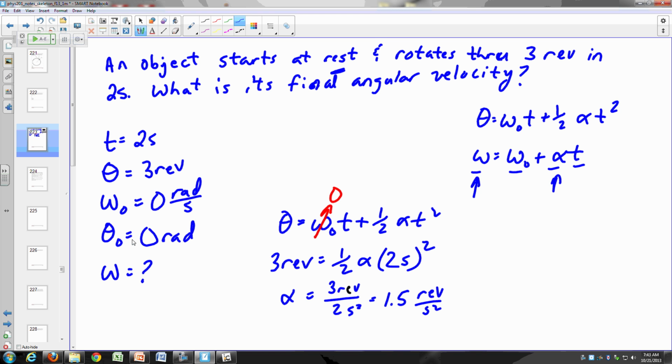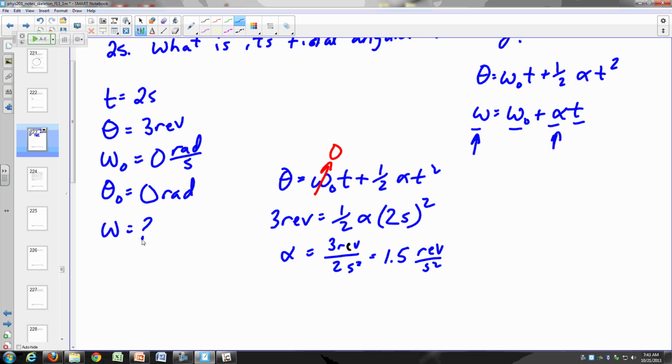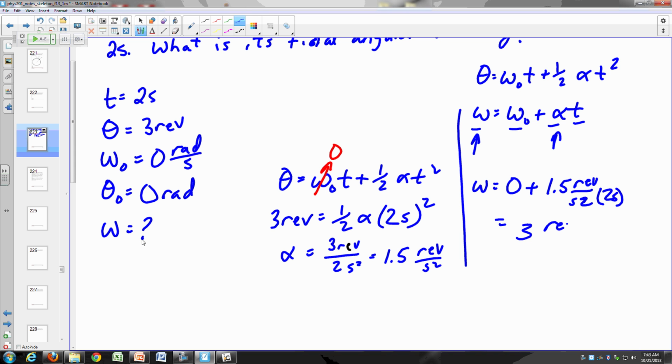1.5. Brittany, is that what you got? All right, 1.5 is alpha, and then it's just a matter of plugging in over here. So I have omega equals 0 plus 1.5 revolutions per second squared times my time, which is 2. So that's 3 revolutions per second.